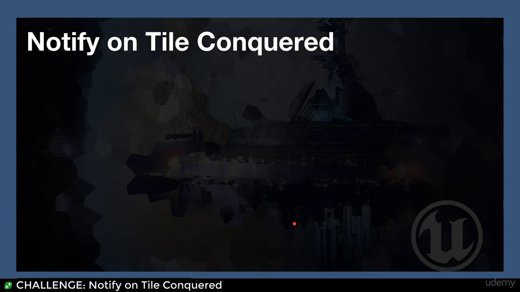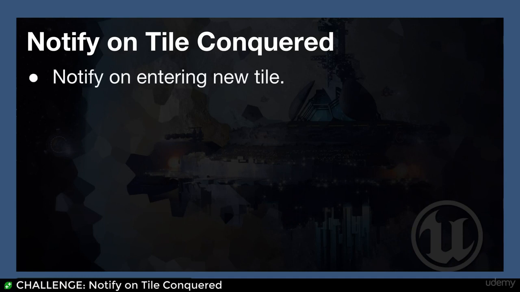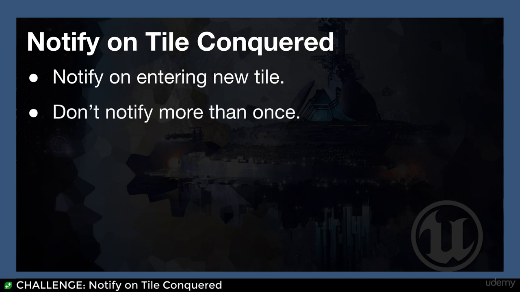So here is your challenge. To notify on tile conquered, I want you to notify on entering a new tile. So you can do that with your trigger setup, as we've previously done a few other things. I'd like you to notify no more than once. So basically, I don't want the player to be able to jump up and down, get out of the collider, and for the tile to be conquered more than once. It should really only ever be 1 point for one conquering.